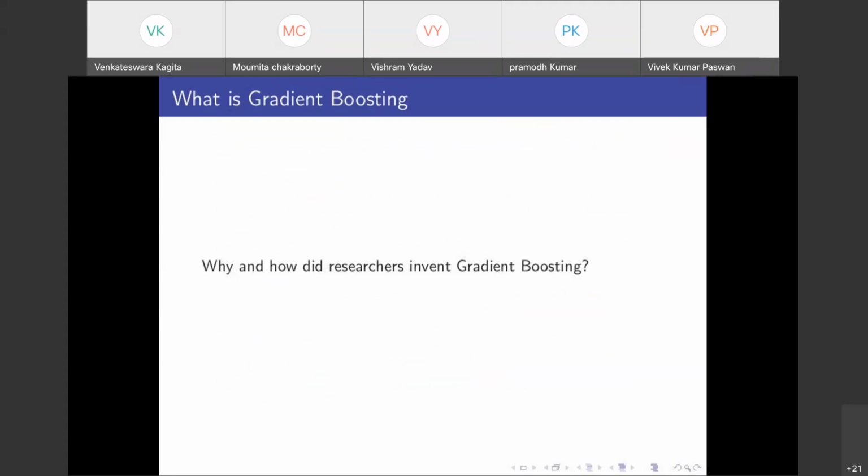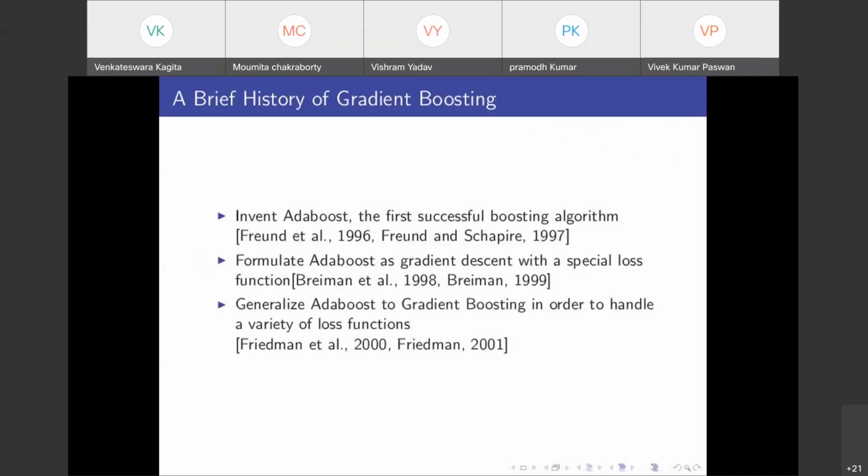So this is a brief history of gradient boosting. In 1996, Freund and Schapire invented the AdaBoost technique. It was the first successful boosting algorithm. And in 1998, they formulated AdaBoost as a gradient descent algorithm with a special loss function. So it is not generalized to all the loss functions. And then in 2000, it was generalized to handle all the loss functions. This is a brief history of the gradient boosting technique.